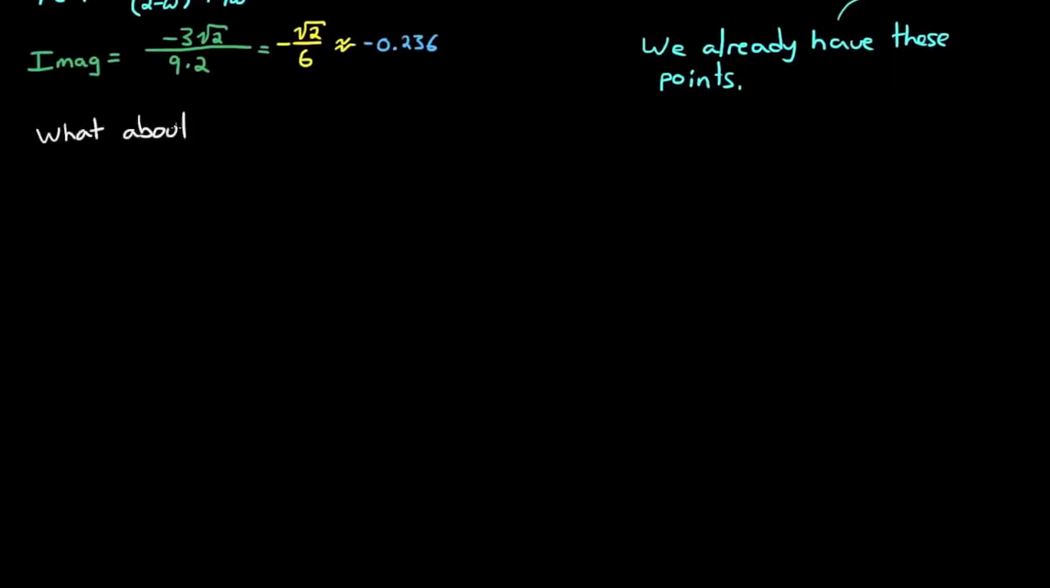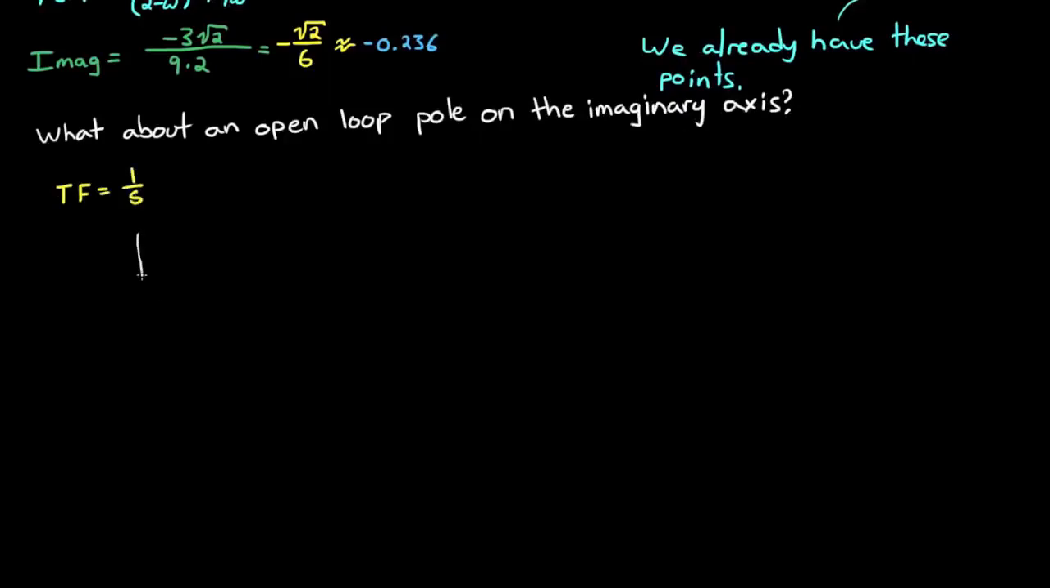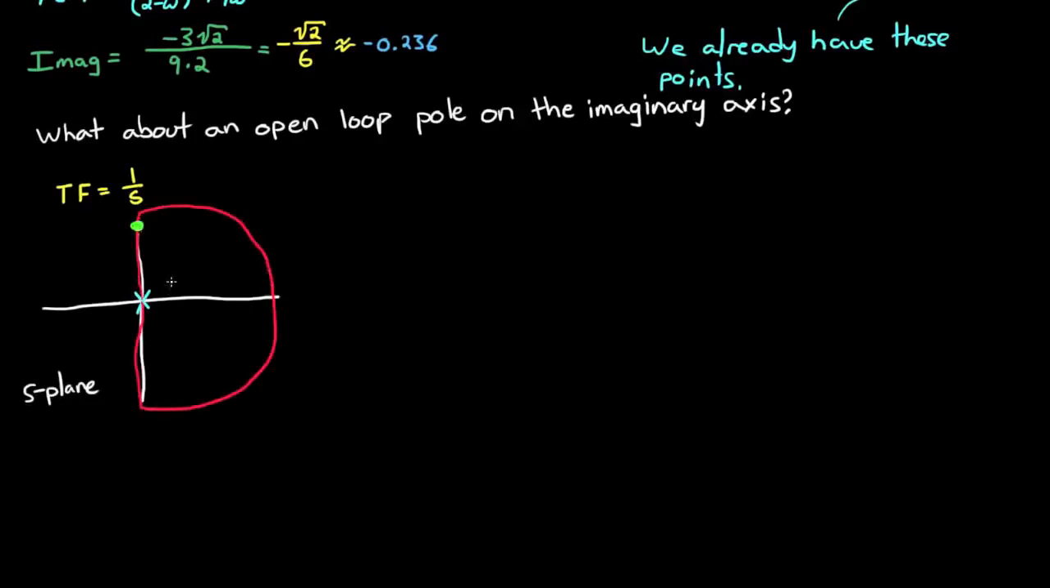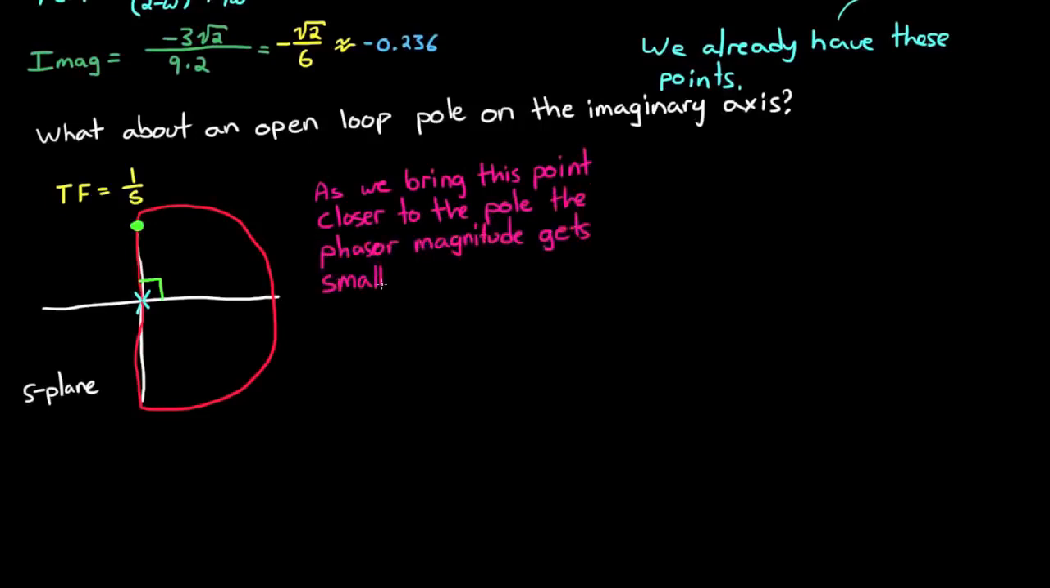So now the question becomes, what happens if you have an open loop pole on the imaginary axis? Well, let's start with a single pole at the origin, 1 over s. I'll draw the Nyquist contour and pick a point to analyze somewhere up here, and we're going to do a thought experiment. What if we bring this point on our contour closer and closer to the pole? What happens? Well, the phase stays the same at 90 degrees, but the magnitude of the phasor gets smaller and smaller. And since we're dividing by a smaller and smaller number, the magnitude in the W plane tends towards infinity.